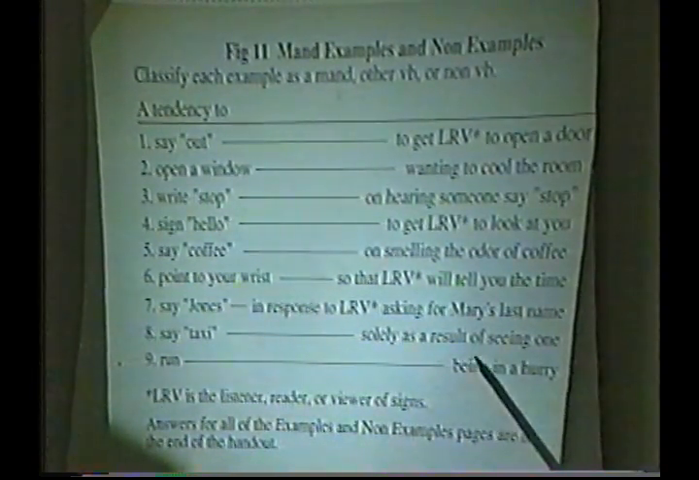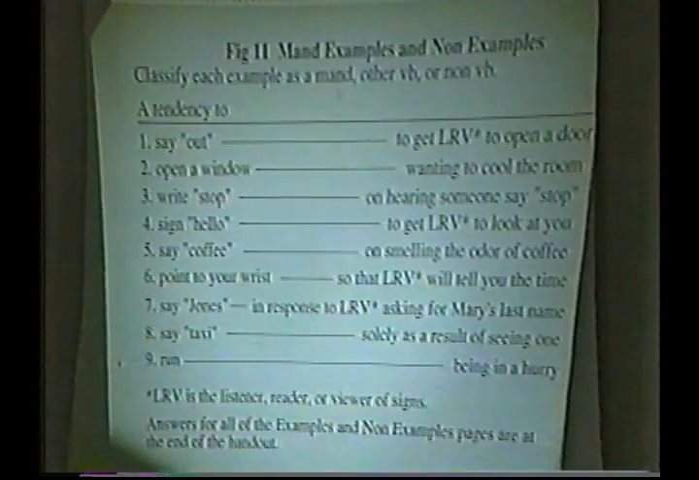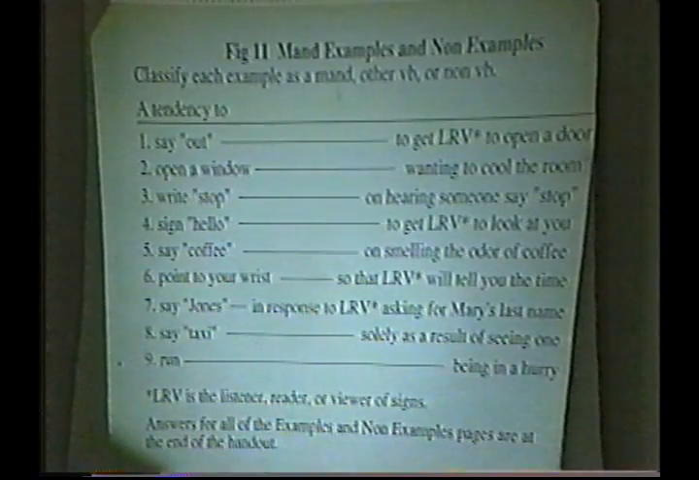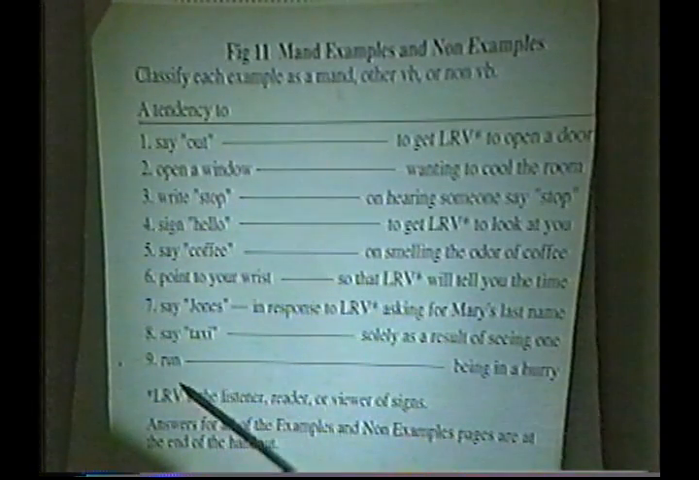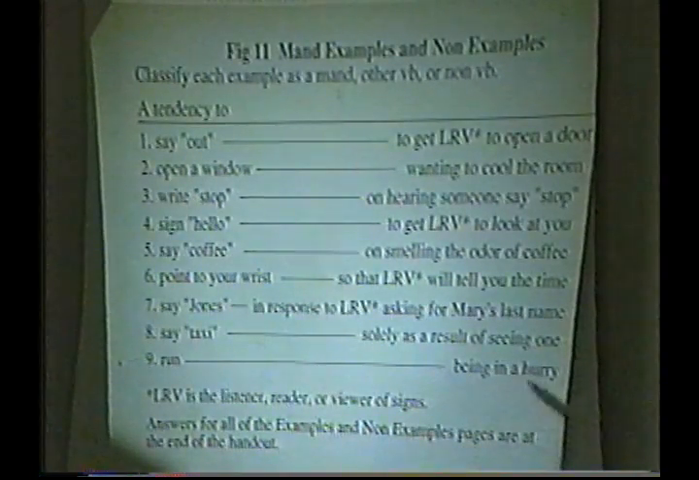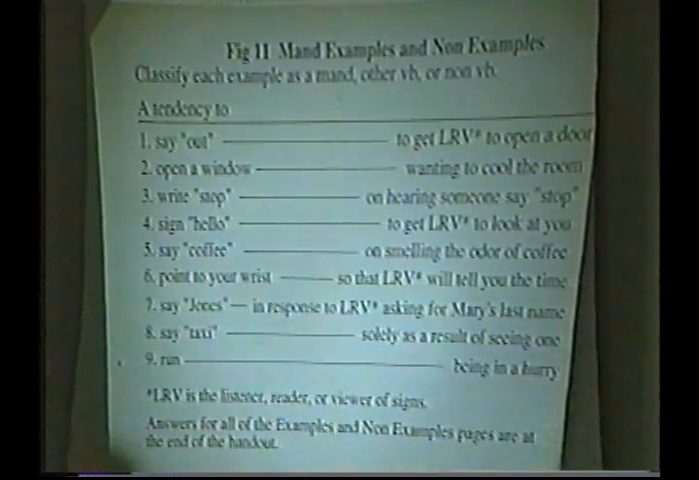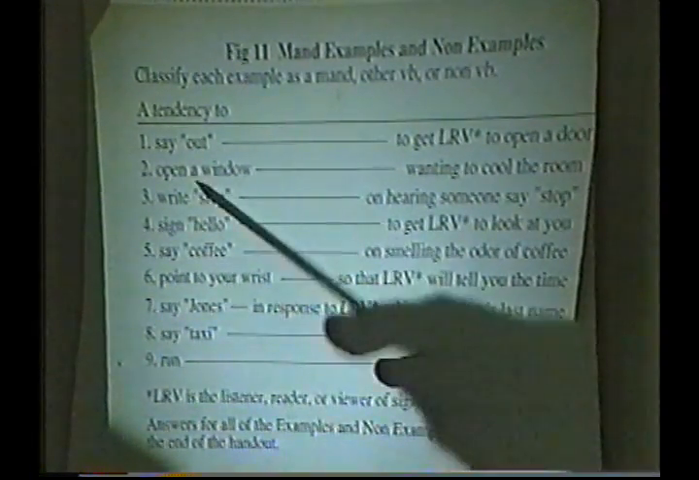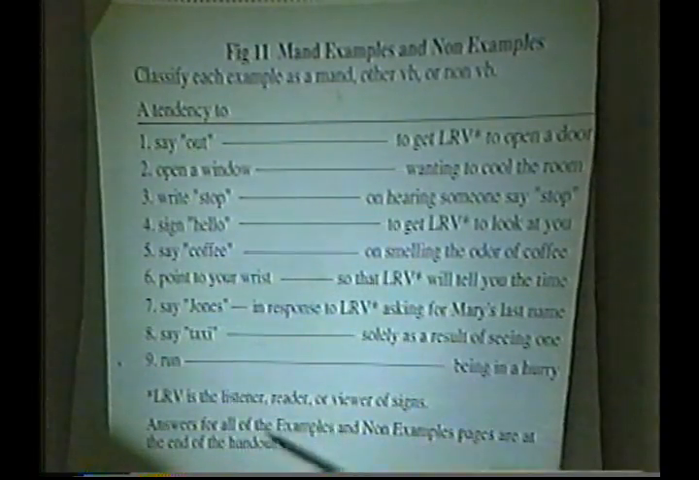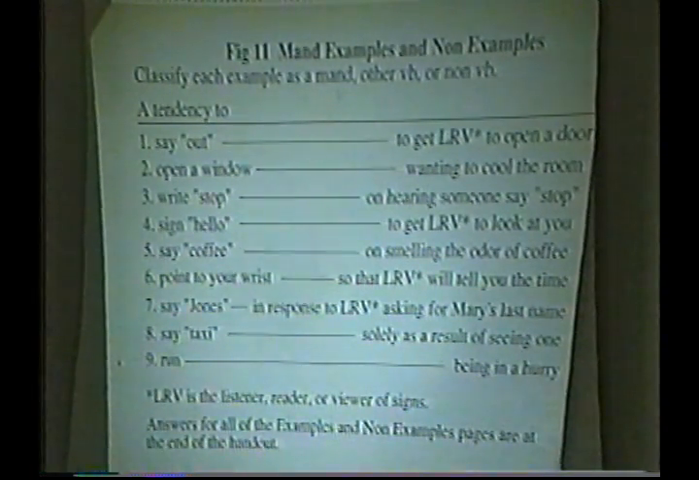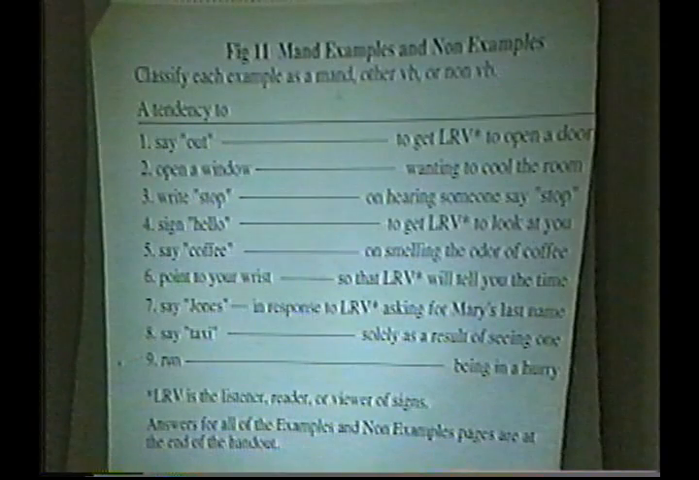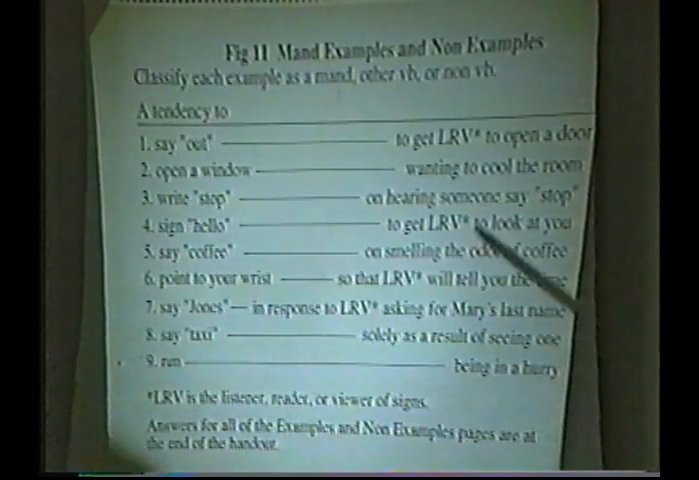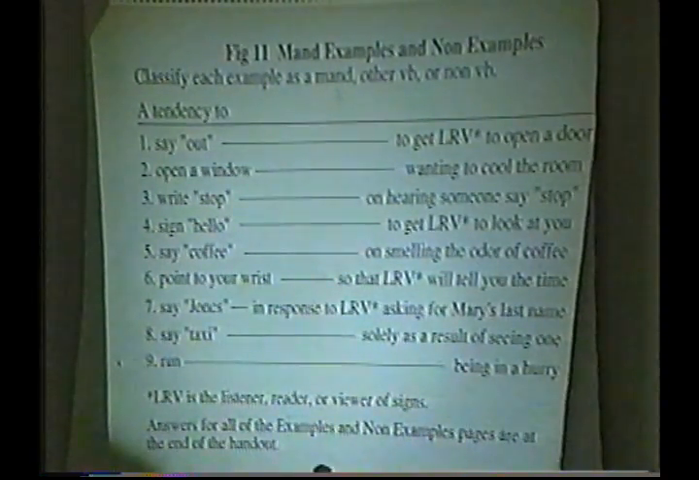To say taxi as a result of seeing one, that's clearly not a mand. You're not asking for a taxi. So that's other verbal behavior. To run as a result of being in a hurry, that's controlled by an establishing operation, but of course it's not verbal behavior. In these cases, opening a window to get cooler, running in order to get someplace in a hurry, you can see are not reinforced through someone else's behavior. They're reinforced directly. You run, you get there quicker. You open the window and you get cooler, not through someone else.